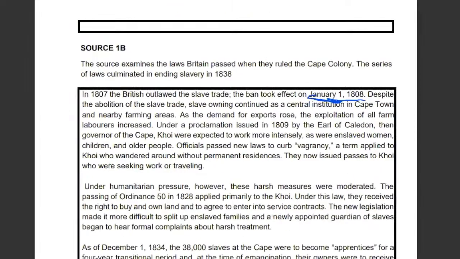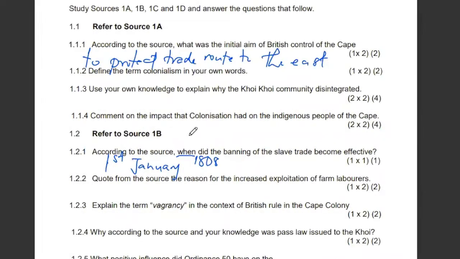That was when it was effected, in January 1808. Right. Moving on to the next question.